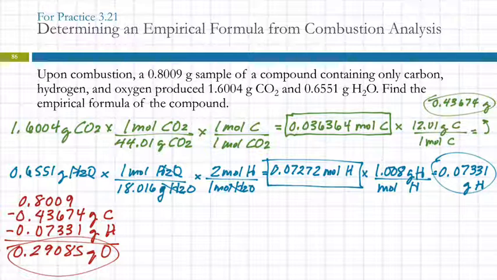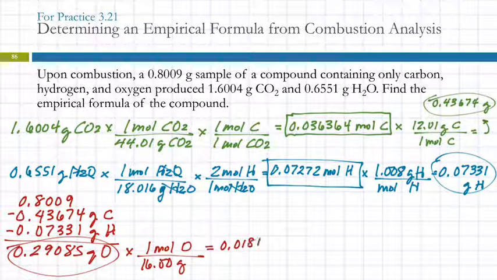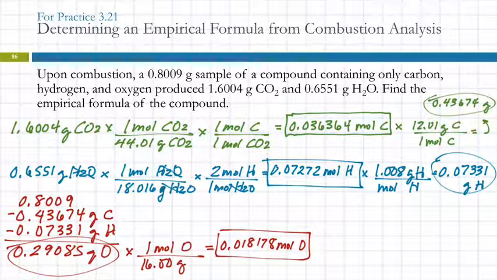I need the moles of oxygen, so I need to convert this to moles. So 1 mole of oxygen is 16 grams. So I'll divide by 16. And I've got 0.018178 moles of oxygen. It's easy to get lost in this, huh?